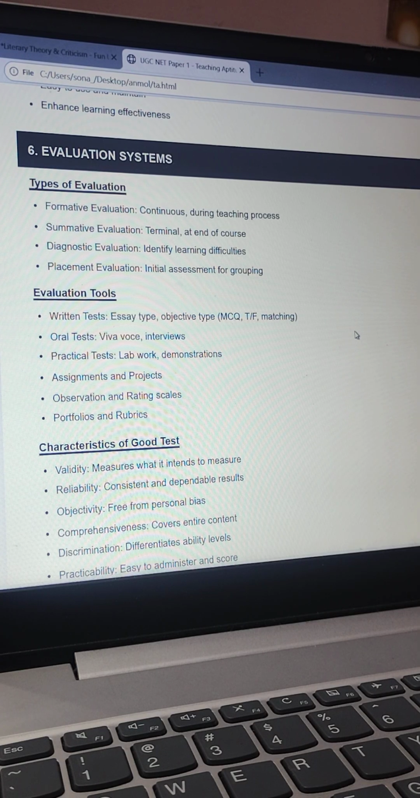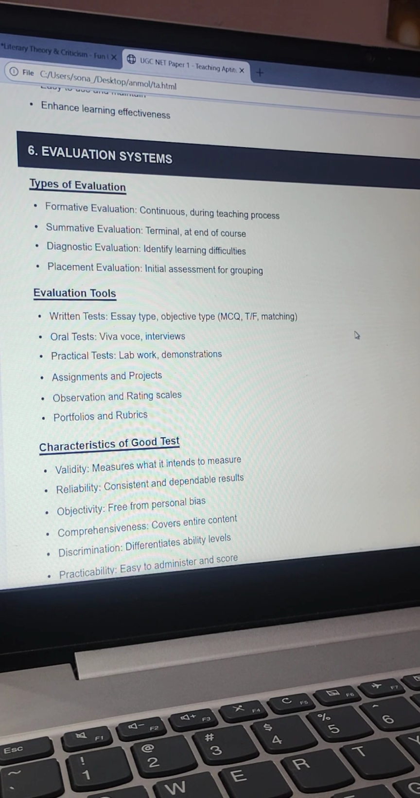Now we have some evaluation tools like written test, the most common one, in which we have MCQ and everything. As in our government exams we have written test, and oral test, that is viva and interview. Practical test includes lab work and demonstration, assignment, project, observation and rating skill, portfolios and rubrics. I know we all know these evaluation tools very well, so we are just summarizing it.